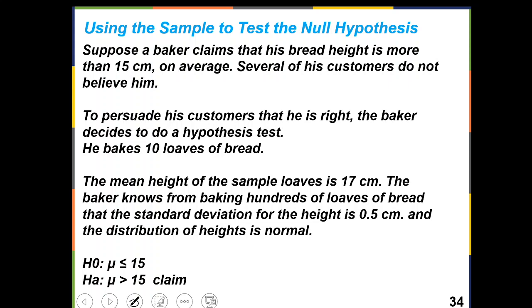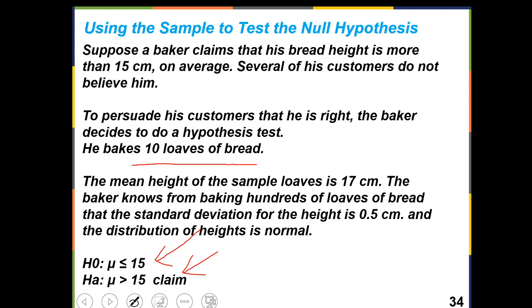So it says, suppose a baker claims that his bread height is more than 15 on average. Several of his customers do not believe him. So to persuade his customers that he's right, the baker decides to do a hypothesis test. He bakes 10 loaves of bread. So basically he takes a sample of 10 of his own breads, right? And then the claim is that the height is actually greater than 15 centimeters. So that's the alternative hypothesis, and then we can do a test, right?